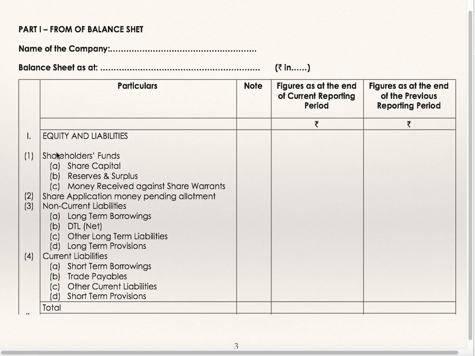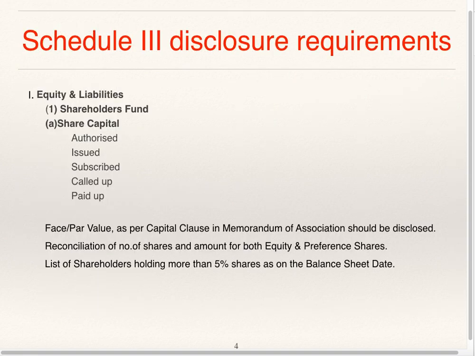Below you have four heads. First is shareholders funds. Second is share application money, pending allotment. Third is non-current liabilities, and fourth is current liabilities. So we'll discuss each and every head and subhead in detail. Schedule 3, disclosure requirements, equity and liabilities.